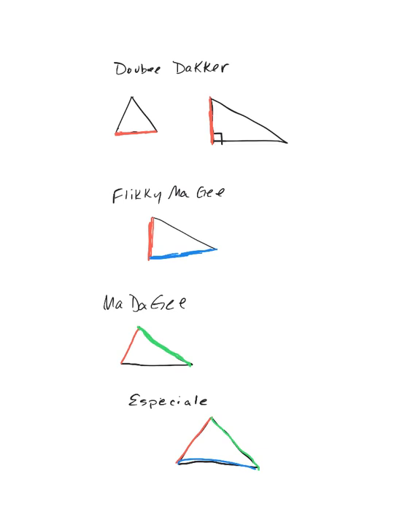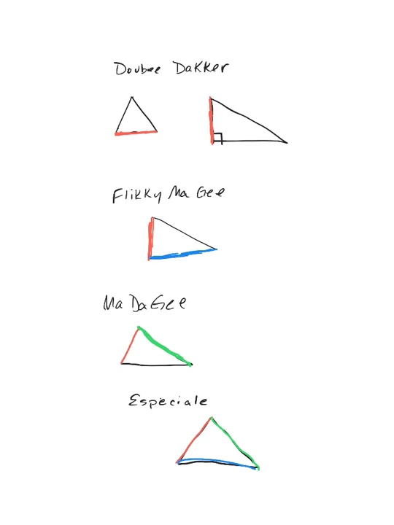Okay, so an especiale is a madagi, an especiale is a flickamagy, because look at what it has. To be a madagi, you need a red side and a green side. Check. Okay, to be a flickamagy, you need a red side and a blue side. Check. Is it a Doubee Dakker? By golly, you are correct. It is a Doubee Dakker because you have a red side. That's how this works.